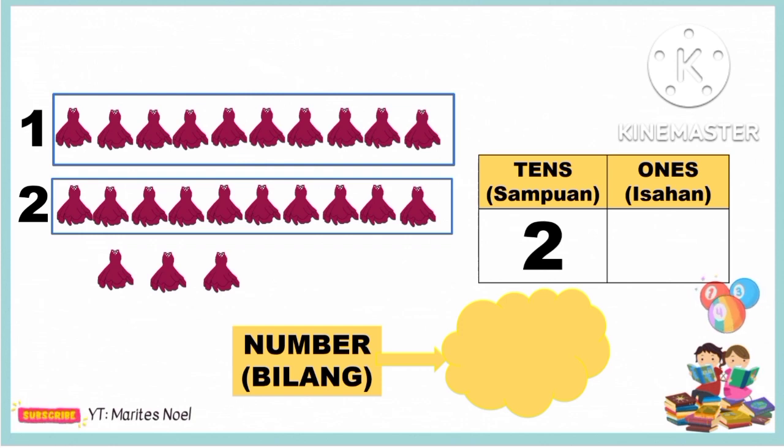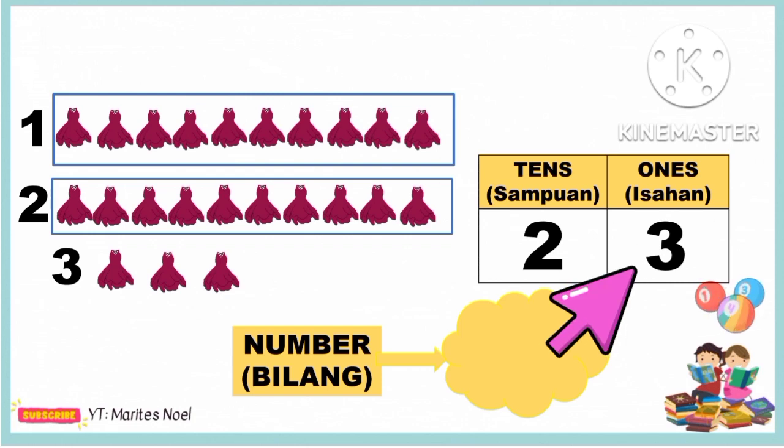Now, let's count the remaining dresses. Let's begin. 1, 2, 3. So, we have 3 ones. In Filipino, mayroon tayong 3 isahan. Let us read. 3 ones. In Tagalog, 3 isahan.